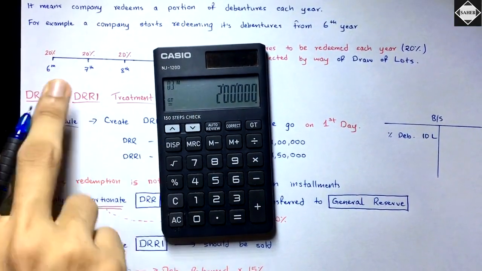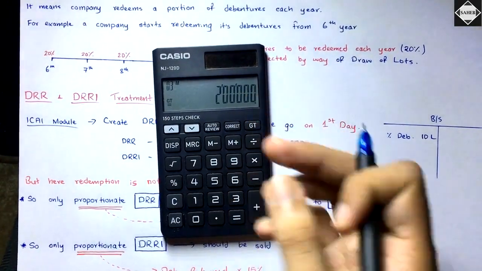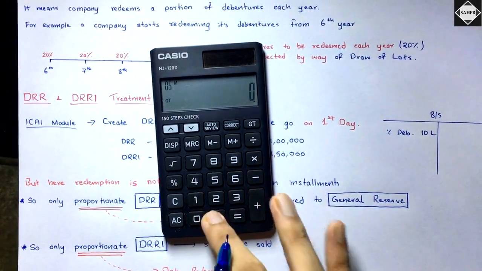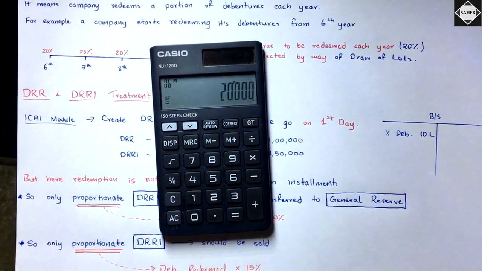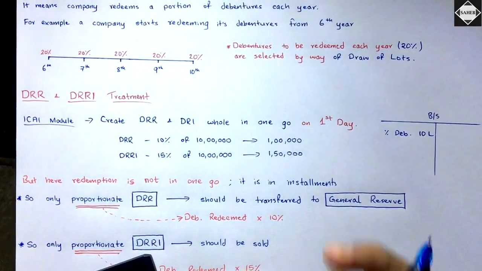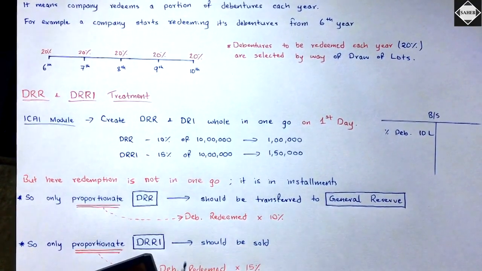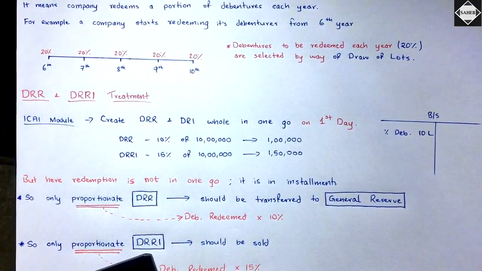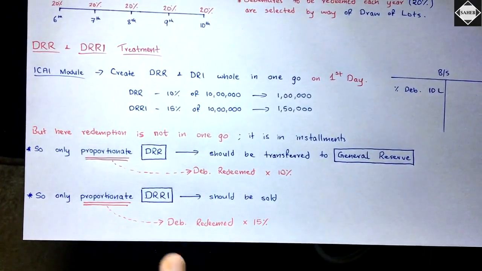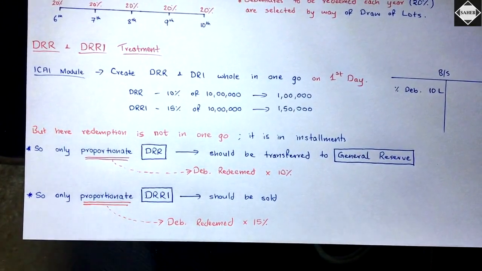This much payment is happening, 2 lakh. It is an installment. Face value of debentures to be redeemed in the current year into 10%, 0.10, that is 20,000. So only 20,000 will be transferred to general reserve. So only proportionate. It's very simple, very simple. Don't get confused in this. Only proportionate DRI and DRR. Did you understand this? Simple. Face value of debentures redeemed into 10% for DRR. Face value of debentures redeemed into 15% for DRI. Simple logic, easy.